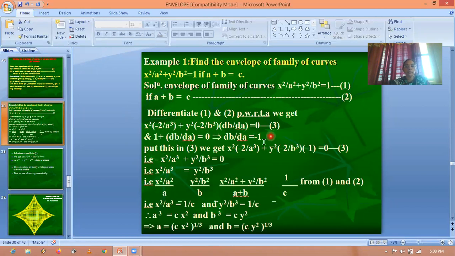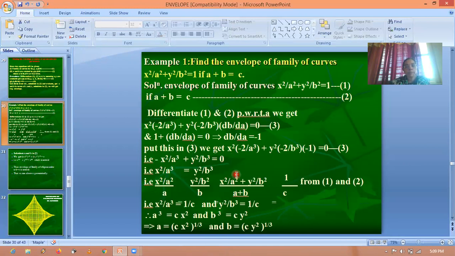Therefore db/da equals minus 1 after bringing this to the other side. And this db/da equals minus 1 you have to substitute in equation 3. You get x square into minus 2 by a cube plus y square into minus 2 by b cube into minus 1 equals 0. This is a very important step. Then simplify this equation. The minus 2 and minus 2 cancel, remaining minus x square upon a cube, and here minus times minus becomes plus y square upon b cube, equal to 0. Then how do you remove a and b?